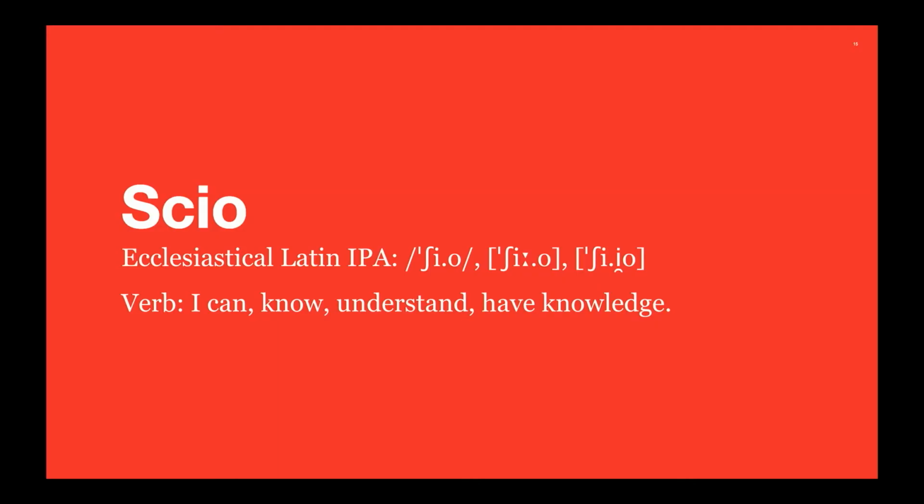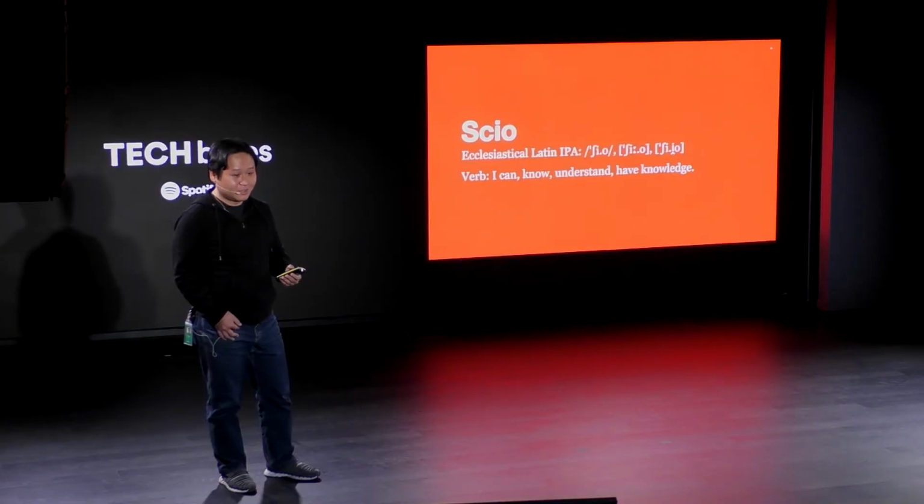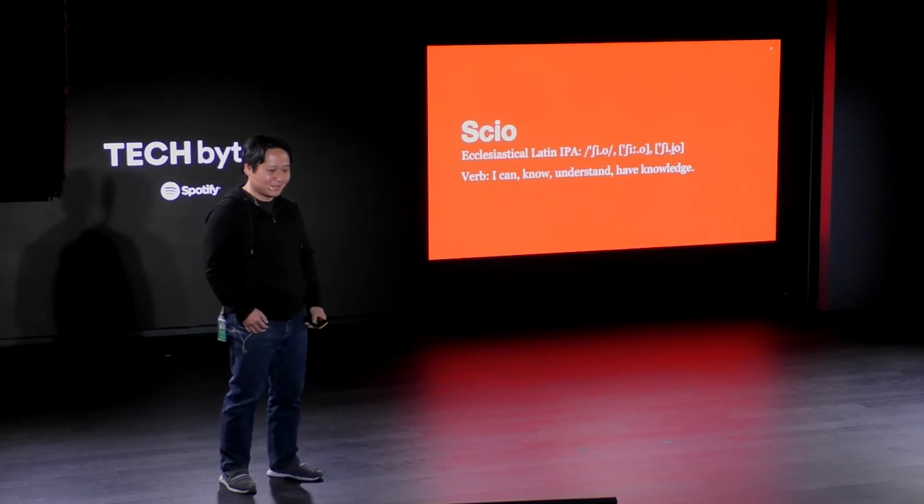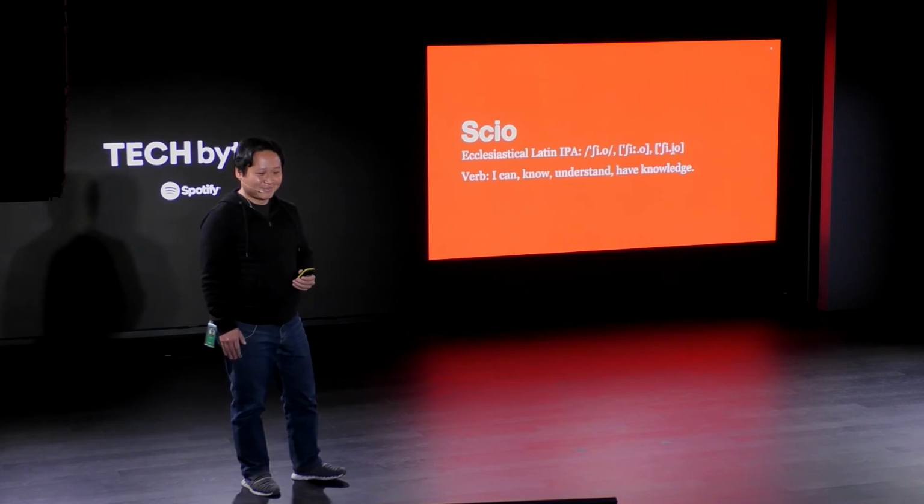So Scio is a library that we built and open sourced. The name is actually Latin and means "I know" or "I can". A lot of Scala libraries have names that start with SC, and it's a data processing library, so with IO, it makes sense. We just picked the name and it stuck.